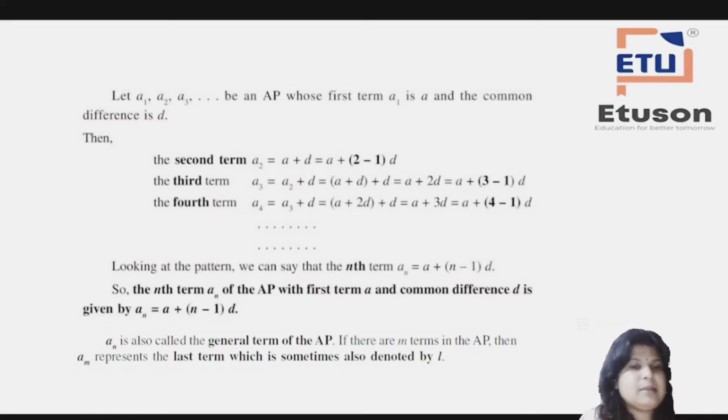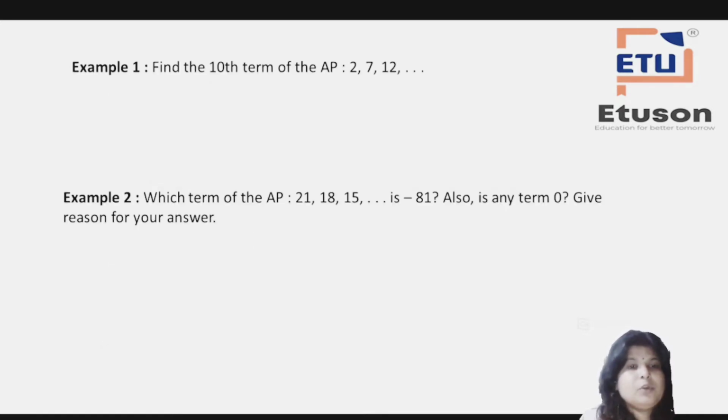So the nth term an of an arithmetic progression with first term a and common difference d is given by an is equal to a plus n minus 1 into d. An is also called the general term of the AP. If there are m terms in the AP, then am represents the last term, which is sometimes denoted by L. So let us solve some problems.